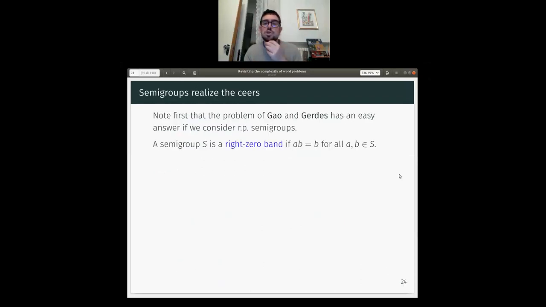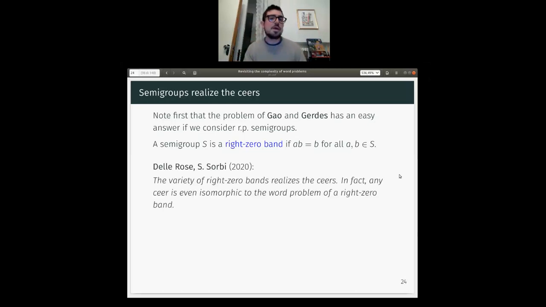Now, we're going to show that this is false, but let us first show that the problem has a very easy answer if you consider all recursively presented semigroups. A semigroup is called a right zero band if a word collapses to the very last letter; the last letter absorbs the whole word. What you can show, and it's very easy, is that the variety of right zero bands realizes the SIRs. In fact, any SIR is isomorphic, under our notion of isomorphism, to the word problem of a right zero band.